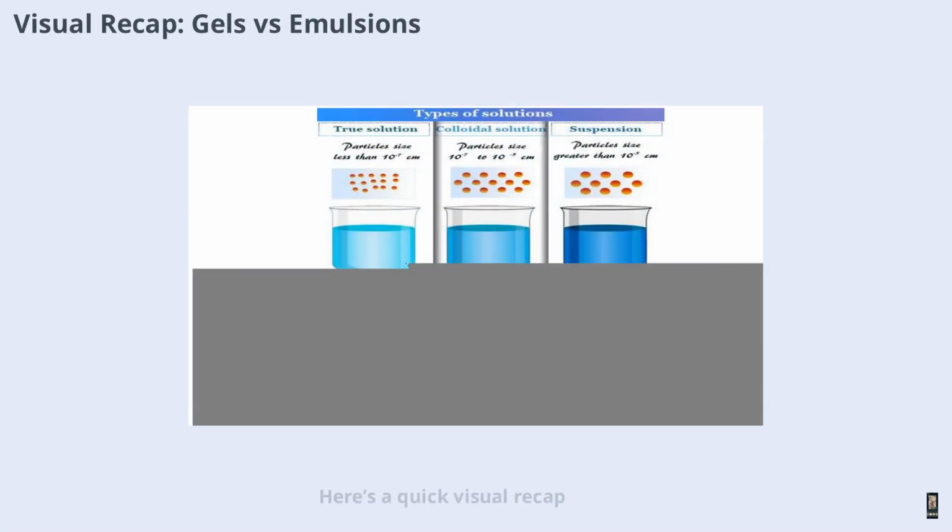Here's a quick visual recap. Gels are semi-solid masses with a liquid dispersed in a solid, like jelly or silica gel. Emulsions are mixtures of two liquids, like milk or cod liver oil. Both systems are vital in everyday life and industry, each with unique properties and uses. Understanding their structure and behavior is key to harnessing their full potential.